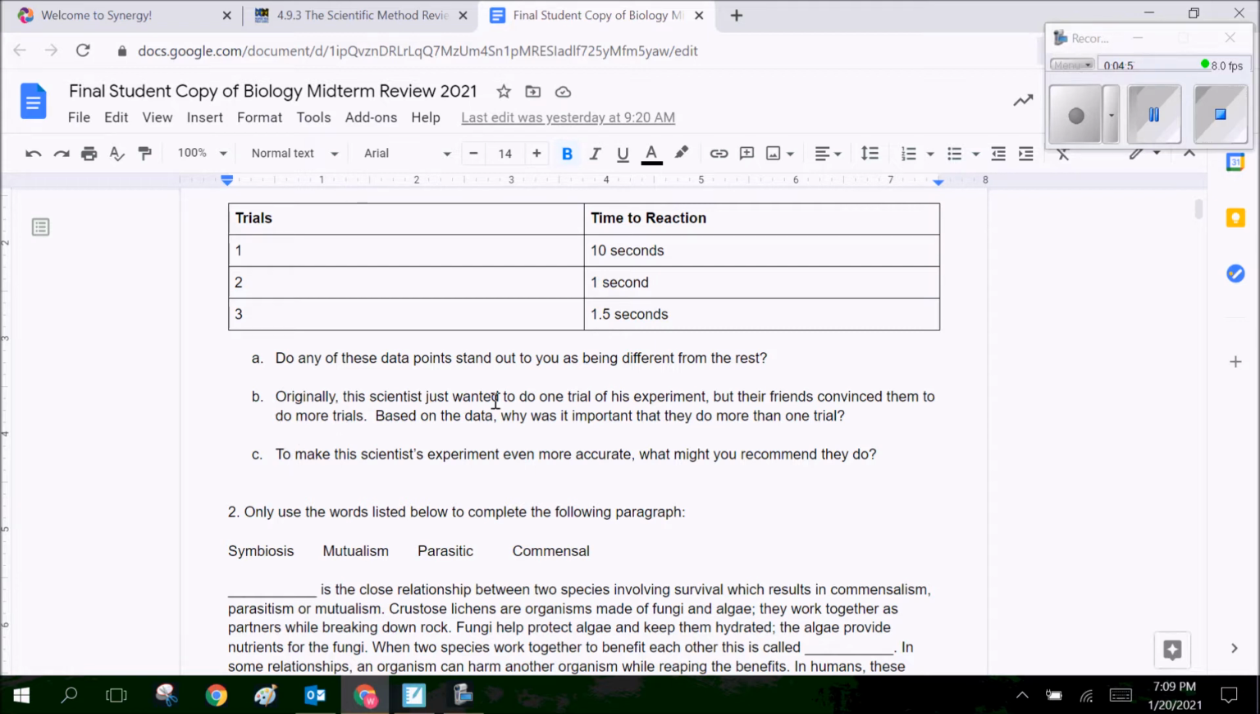Do any of these data points stand out to you as being different from the rest? Yeah, absolutely. If we take a look at this right here, 1 second, 1.5 seconds are pretty close to each other, but 10 seconds is pretty long, so that's weird.